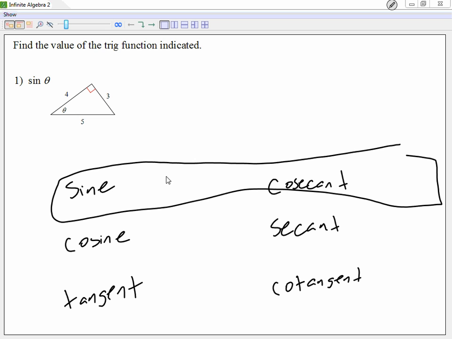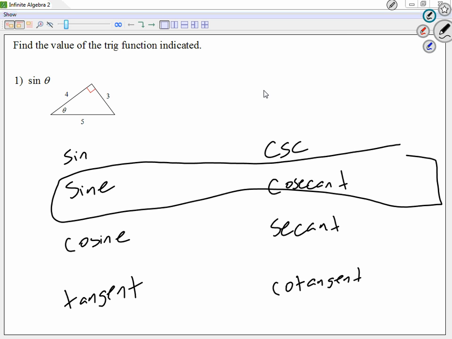Matter of fact, they abbreviate these with the first three letters on your calculators. Some of you guys have seen sin in the calculator, they represent sine. Cosecant, they're not going to abbreviate it with COS because cosine starts the same way. So cosecant is going to be abbreviated as CSC.